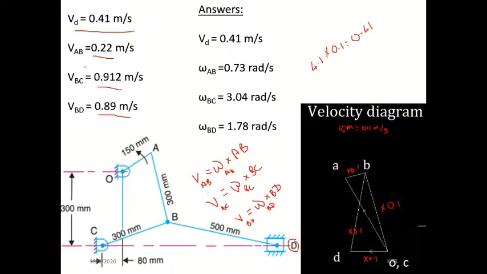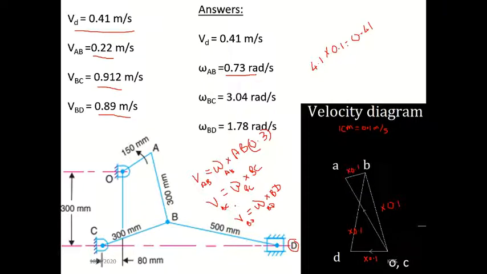Now we know the VAB answer. Write it here: angular velocity of AB we have to find out. AB value is 300 mm. You have to write everything in meters, so 300 mm means you write 0.3 meter instead of AB. So you will get omega AB equal to 0.73 radian per second.